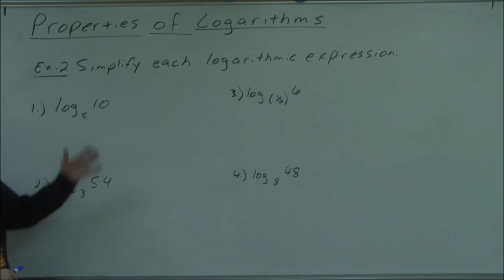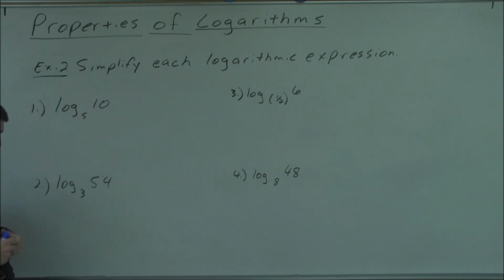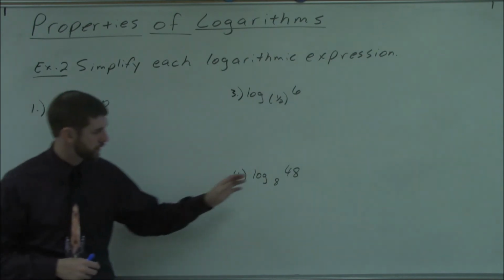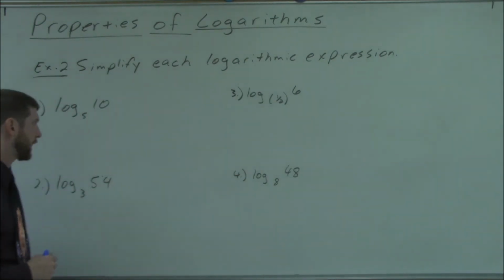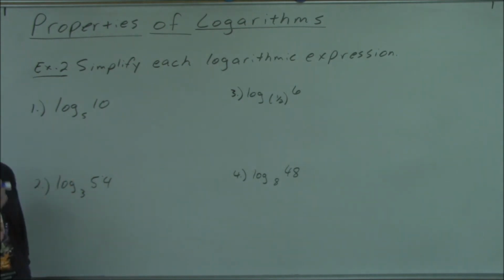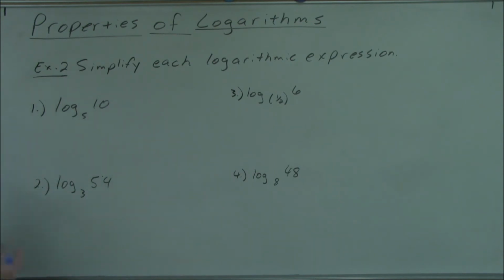So here we have a few logarithms that we can't evaluate. We know we can't evaluate them because 10 is not a power of 5, 54 is not a power of 3, 48 is not a power of 8, and 6 is not a power of 1/2. So we can't just evaluate even with change of base formula, so to speak, and get rational answers. We're going to have some kind of logarithm left over.